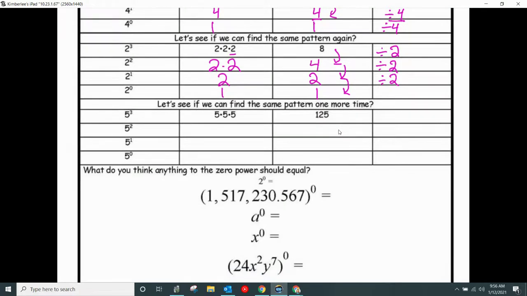5 cubed is 5 times 5 times 5, which is 125. 5 squared is 5 times 5, which is 25. 5 to the 1 power we know is just 5. Well, 125 divided by 5 is 25. That's how you get from here to here. 25 divided by 5 is 5. So if I'm going to divide 5 by 5, yep, I'm going to get 1. The pattern is going to continue. So 5 to the 0 must equal, oops, I wrote the wrong thing again, guys. My brain is not working right now.